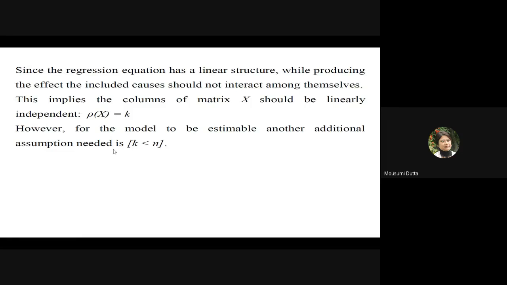Suppose you find some dependency between two rows, that will not disturb the scenario. This assumption should be maintained.